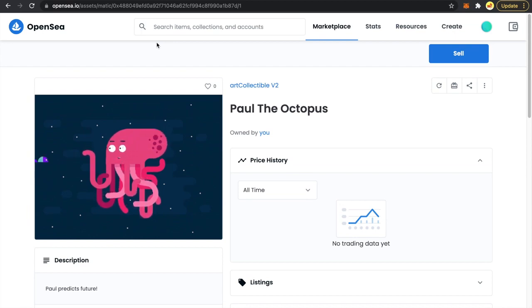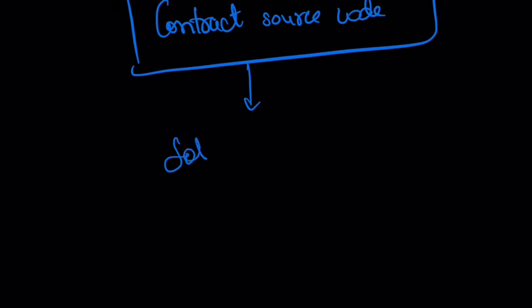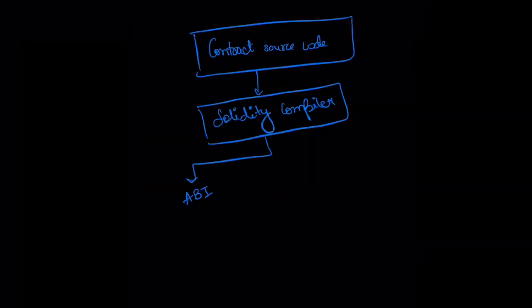Now we will be talking about some other concepts that I wanted to discuss with you all, like the ABI and the bytecode that the Solidity compiler generates. So let's talk about all these concepts now. Let's now discuss what happens when we write our contract code. Okay, this is your contract source code, and this is then passed to your Solidity compiler. Now this compiler is actually going to create an ABI and bytecode.